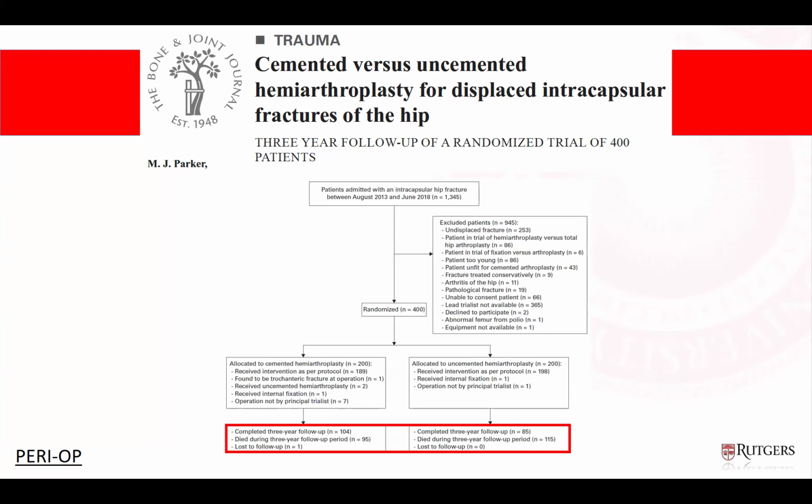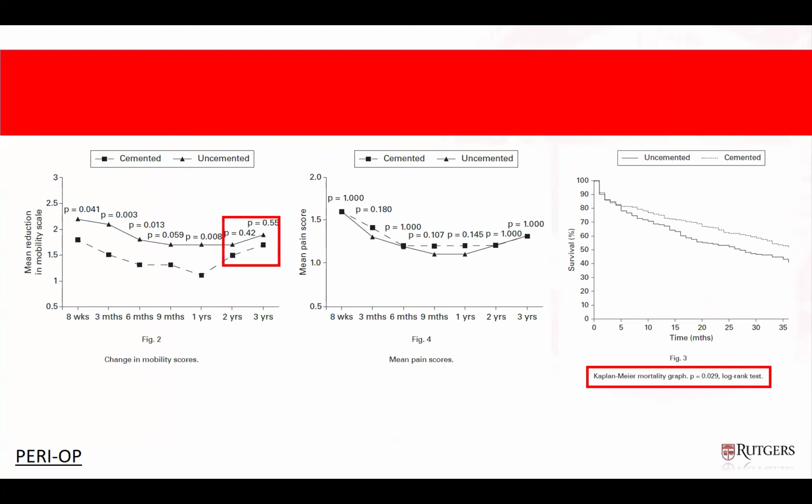The overall mortality rate was 52.5%. As you can see on this graph on the left, the uncemented group is on top and cemented group is on bottom. For the first year, there was better mobility in the cemented group compared to the uncemented group. There was no difference in pain scores across any of the time points. And this was one of the few studies that did show a slight mortality difference going out to about 3 years in favor of cement versus cementless.